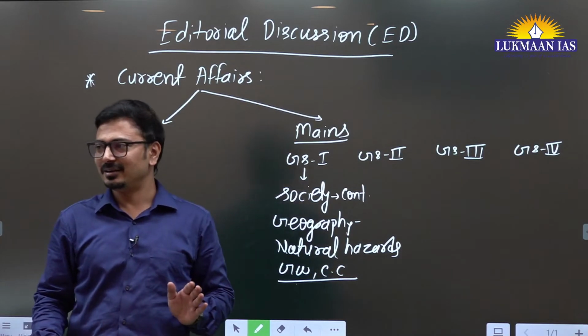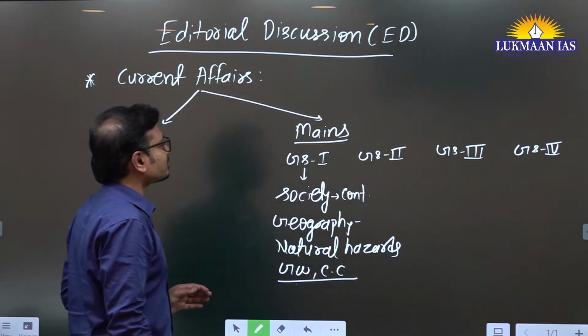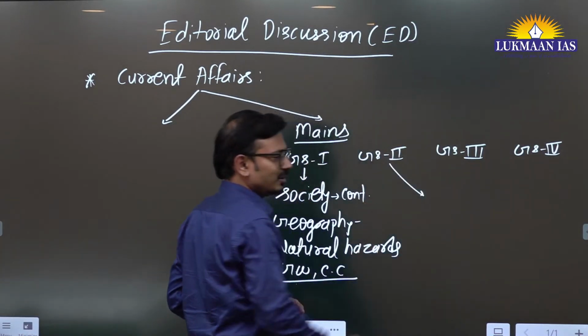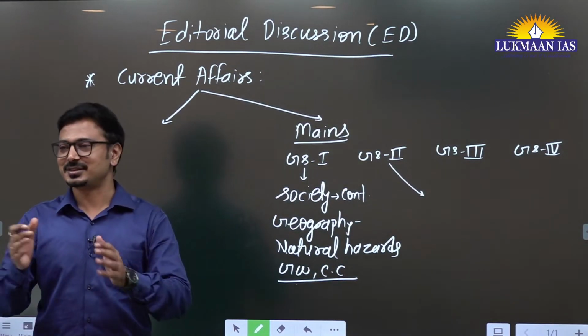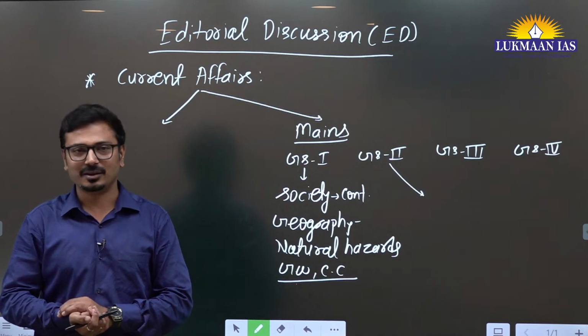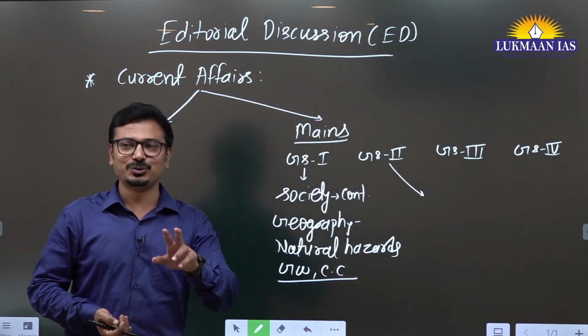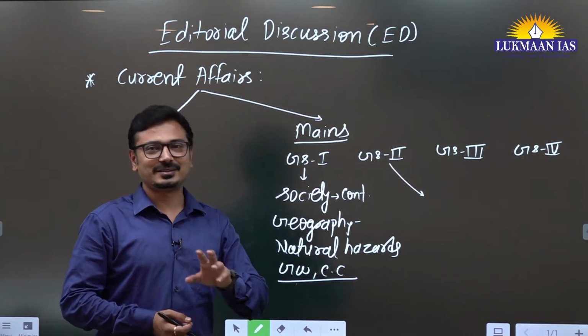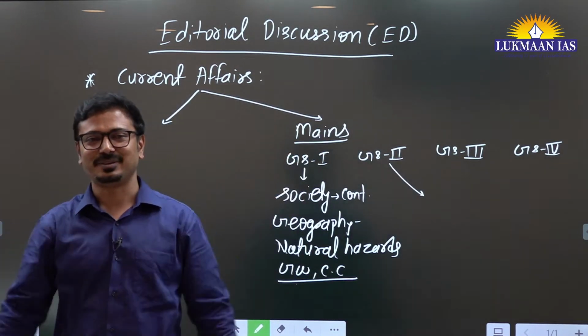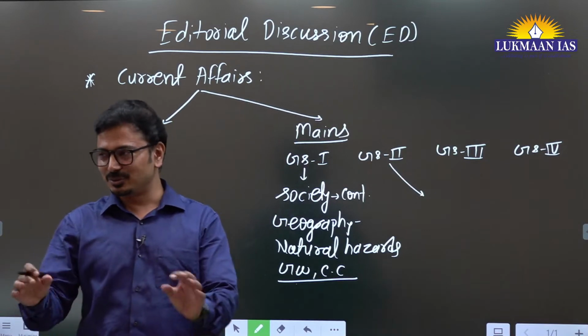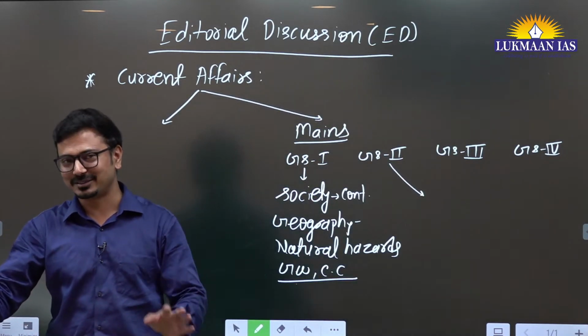Now, the GS2 paper. Most of the current affairs weightage is in the GS2 and GS3 papers. And you can see that in the last 2 years they have used a liberal marking system in GS2. I haven't yet found a student who has got less than 100 marks in the GS2 paper.